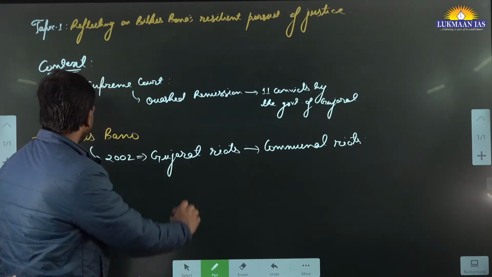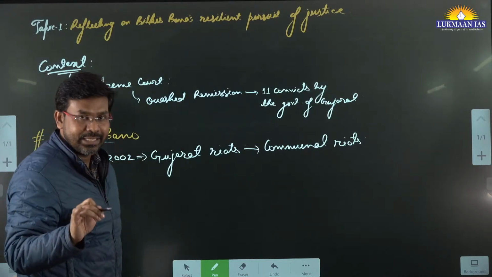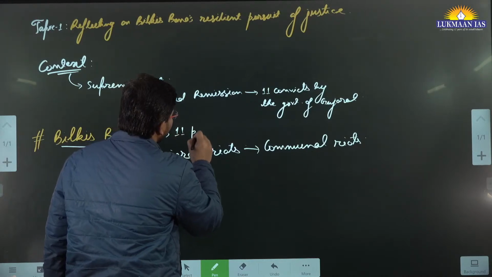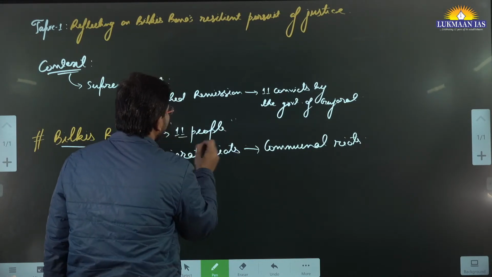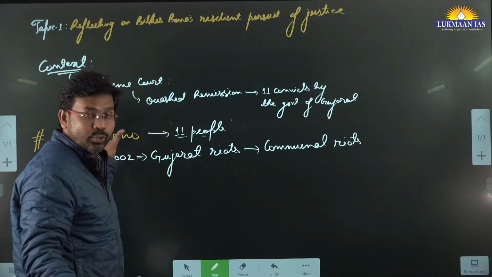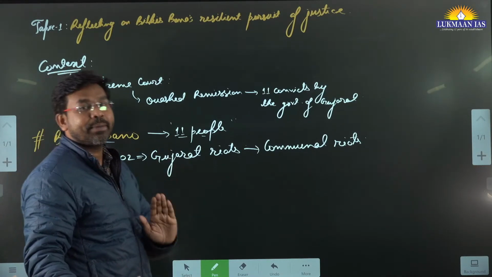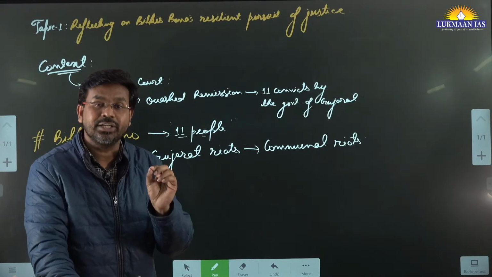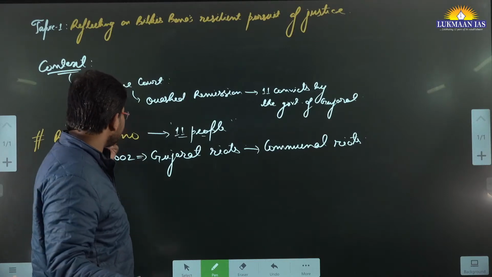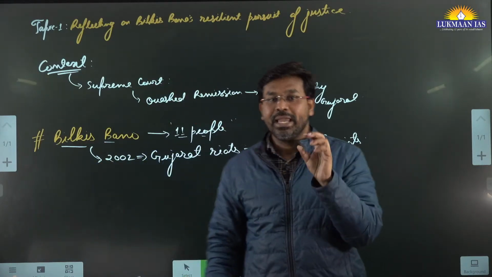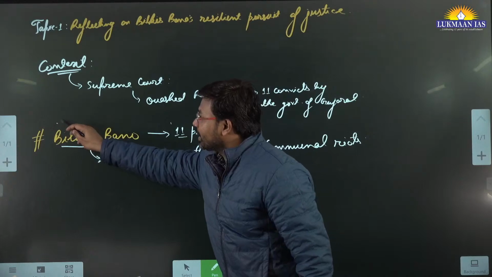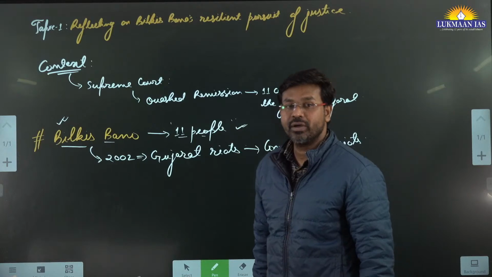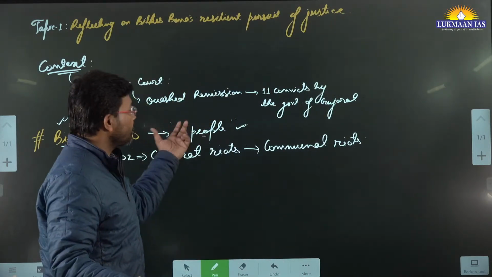During this riot, Bilkis Bano is a lady basically. There were 11 people from her neighborhood, and those people entered the home of Bilkis Bano. They killed most of the family members of Bilkis Bano. In fact, they also killed an infant child of Bilkis Bano. This lady was pregnant, and in front of her eyes her family members were killed and she was raped by 11 people. That was a gang rape that happened long back in 2002, right?